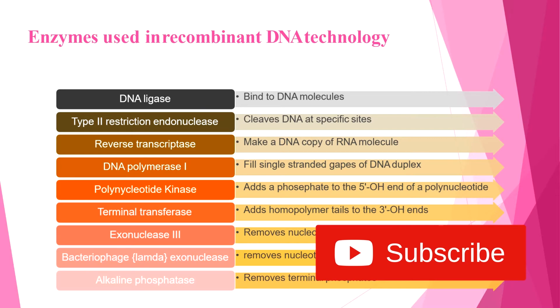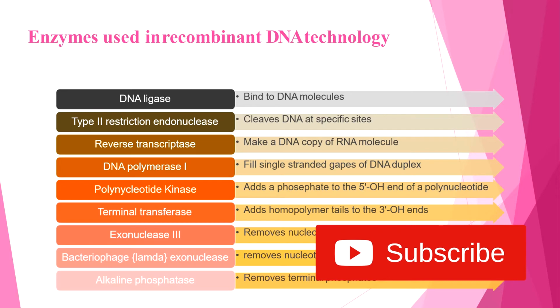Sometimes the process is not that accurate. It may have errors, okay, which may produce some gaps in the DNA duplex. So this DNA polymerase 1 will fill such kinds of gaps in the DNA duplex.